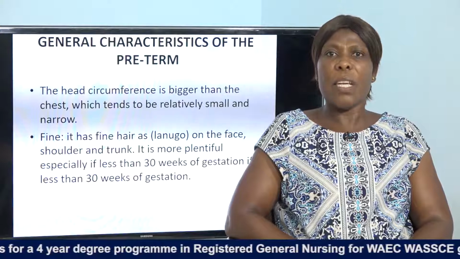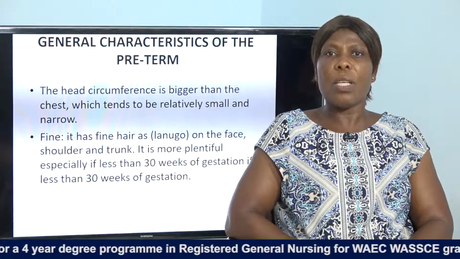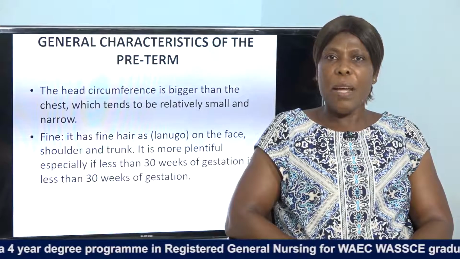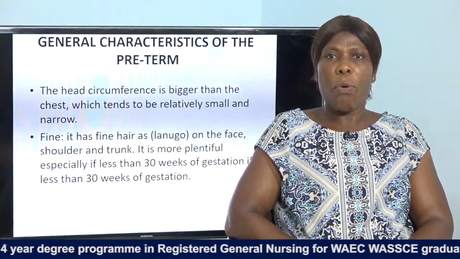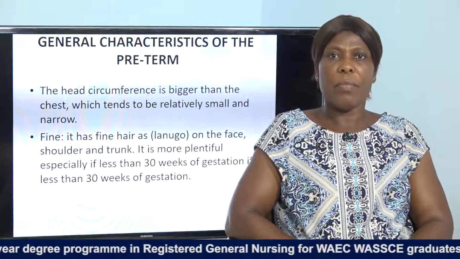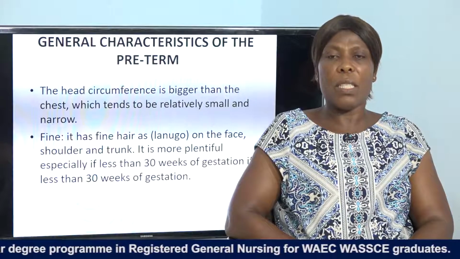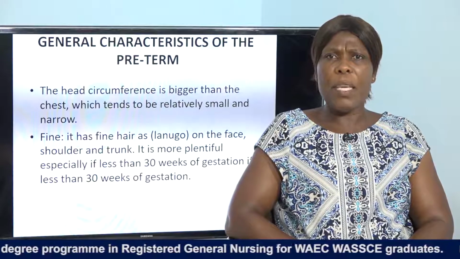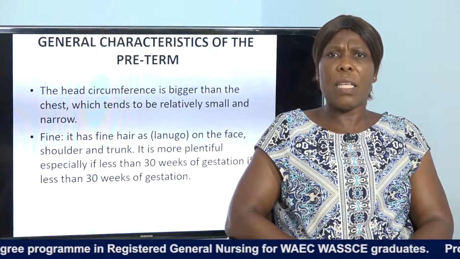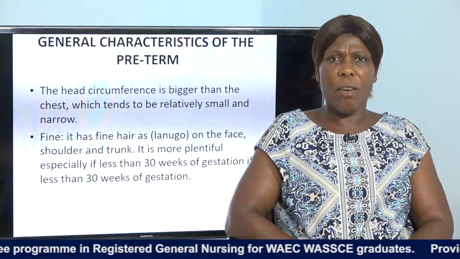The head circumference is bigger than the chest, which tends to be relatively small and narrow. There is fine hair or lanugo on the baby's face, shoulders, and then trunk. It is more plentiful, especially if less than 30 weeks. So when the baby is born at 30 weeks, you see more of this lanugo on the face, shoulders, and then the trunk of the baby.